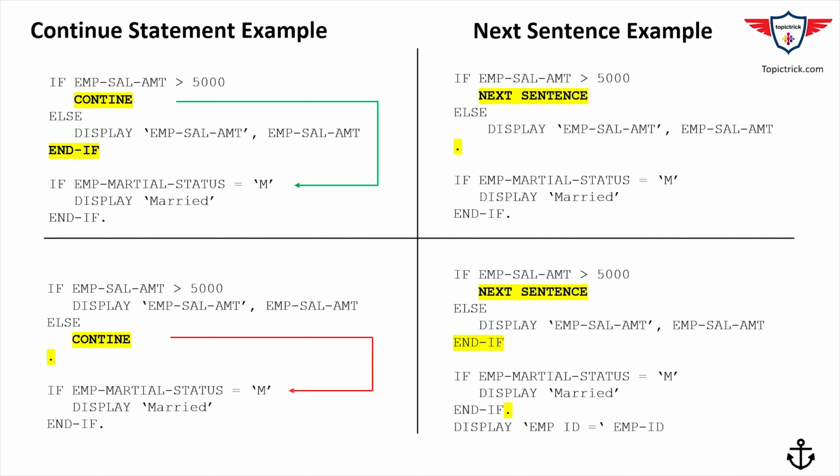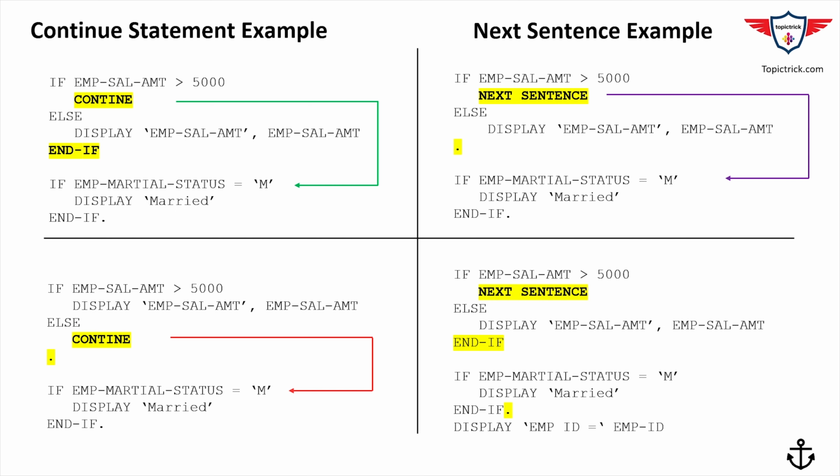Now let's look at the COBOL next sentence example. In the first example, I'm using the same condition where I'm just checking for employee salary. If it is greater than 5,000, then I'm not doing anything, otherwise I would be printing the salary of an employee. And in this case, I have not used an explicit scope terminator. In fact, I've used the period. So control will be transferred to the next condition where I'm checking for employee marital status.